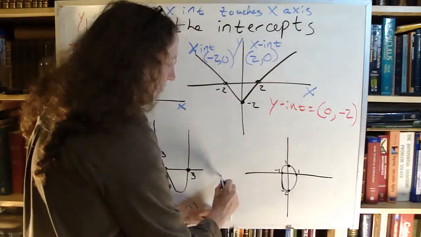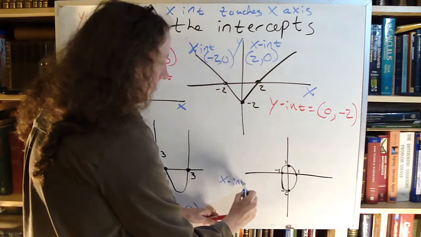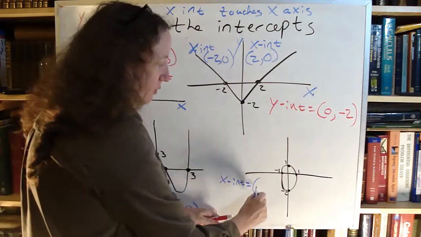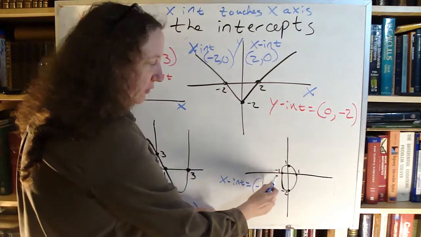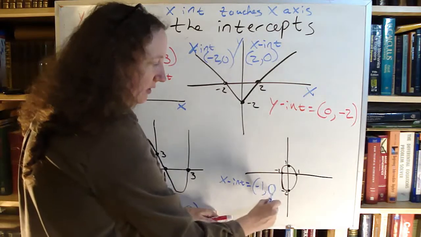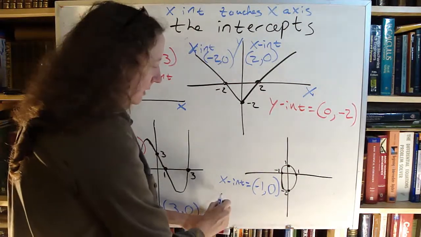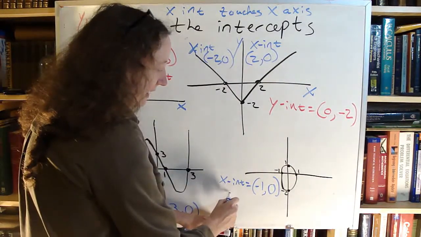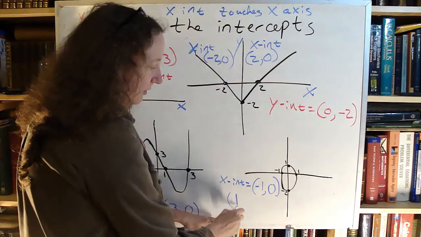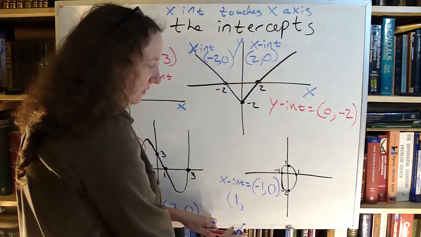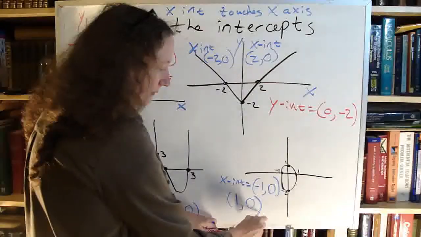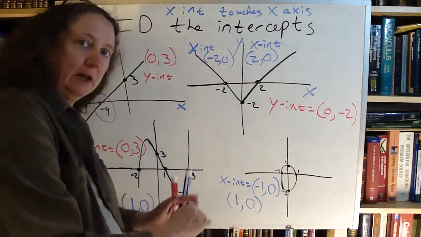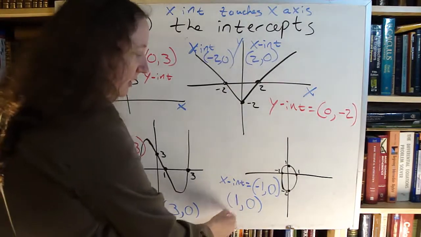So my x-intercepts first. The x value of the first one, negative 1. The y value of the first one, 0. My second x-intercept, the x value is positive 1. The y value is 0. So notice, it's in parentheses to tell me that it's an ordered pair. I have my x, comma, y.